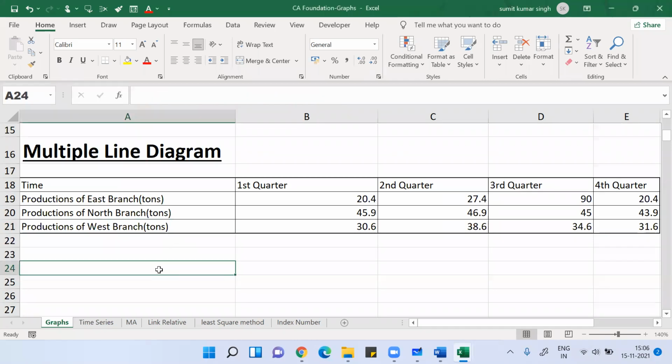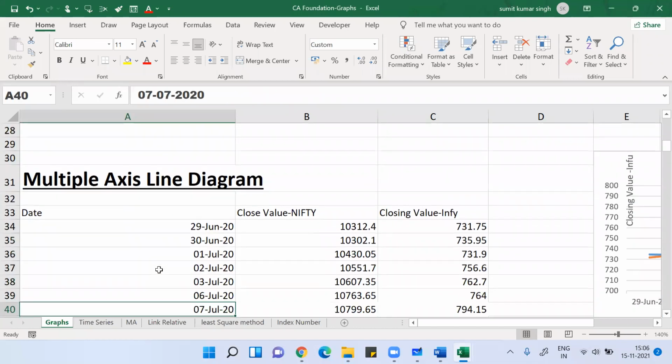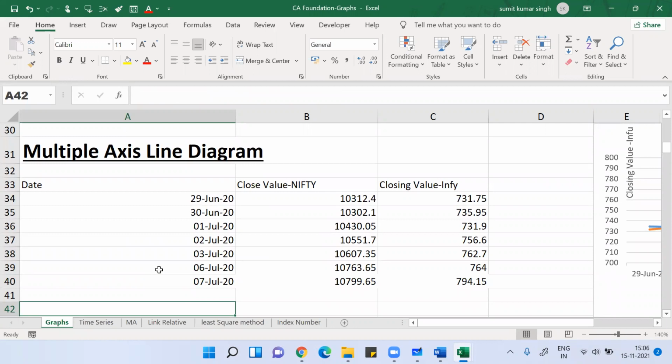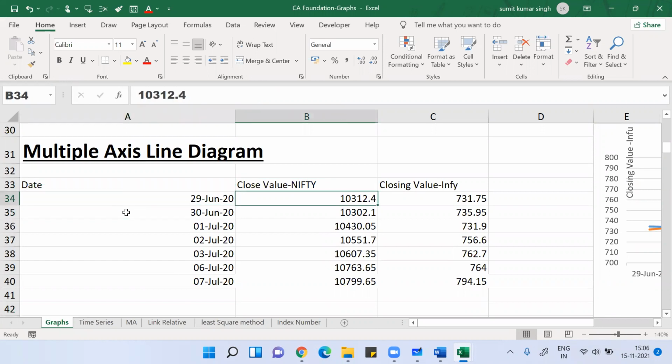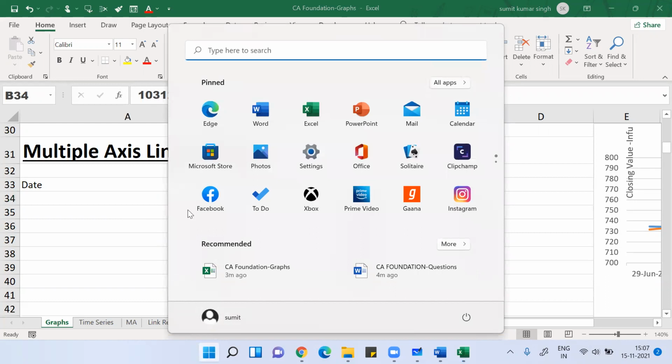Then, we understood simple line diagram, multiple line diagram, then multiple axis diagram. Multiple axis diagram we generally use when we are trying to compare two variables and the values of two variables are very much different from each other. Like, suppose I'm trying to compare Nifty with Infosys share price. Nifty is a number, and the day when I took this, Nifty was trading at 10,000. Right now Nifty is trading around 18,000. So imagine if I would have invested my money in Nifty, how much percentage return I would have got. You can easily find it out. This data I have made around 2020 when Nifty was around 10,000.